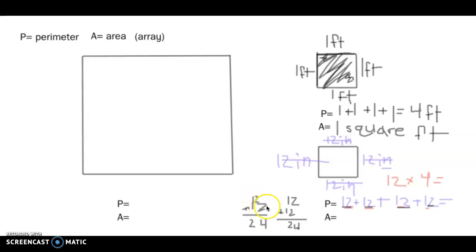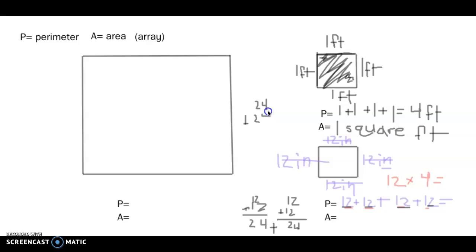Okay, so I have 1, 2, 3, 4. There are 4 12s total. 24 plus 24. Now I need to add them together because I need all 4 of these 12s added together. And I don't have enough room there, so I'm going to go up here. What is 24 plus 24?